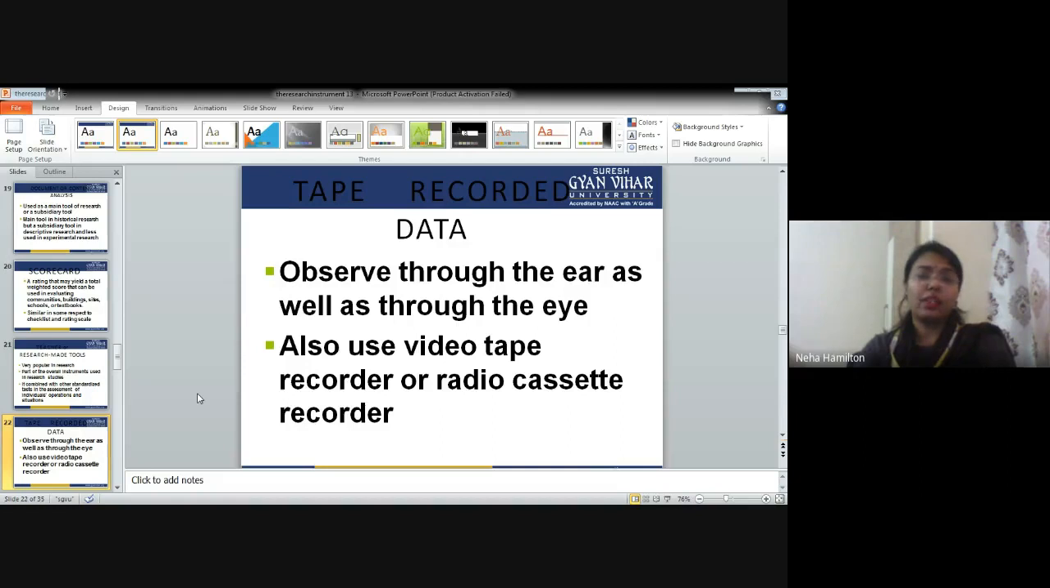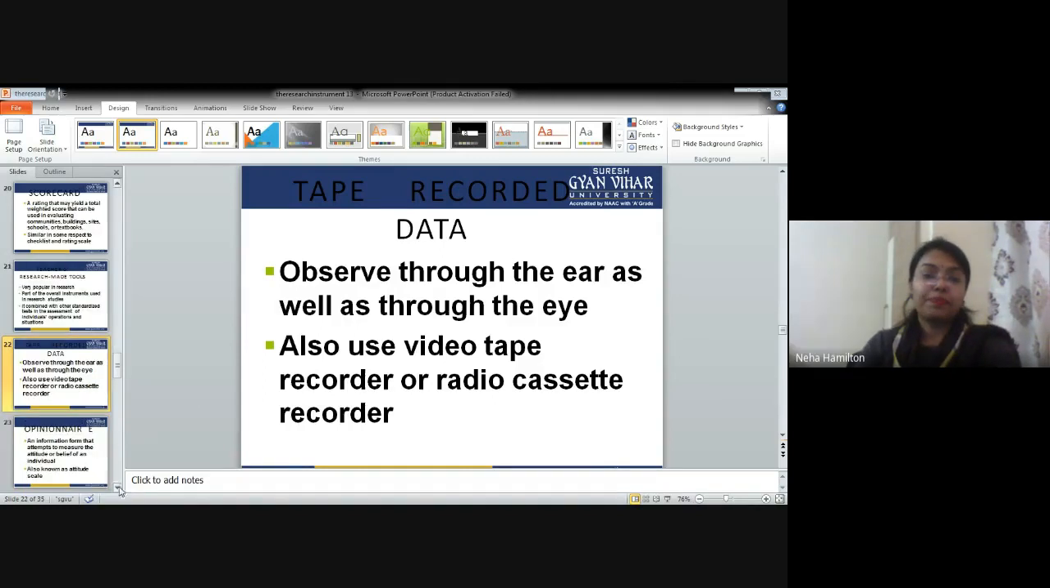Tape recorded data: observed through the ear as well as through the eye. Also used are videotape recorders or radio cassette recorders. So it is used when you are observing. Observation is a kind of research tool that you are using. So either you are looking at the footage of a CCTV camera, or you are observing the respondents by sitting at a distance, or you are just observing them directly through your ears and through your eyes. You are just observing the respondent just like that. Okay.